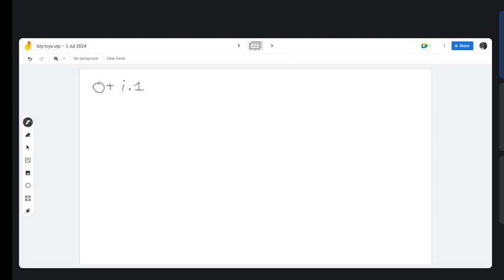Third, guys, find the value of R. Also find the value of theta. Check it. Yeah, R is 1. Theta is pi by 2.